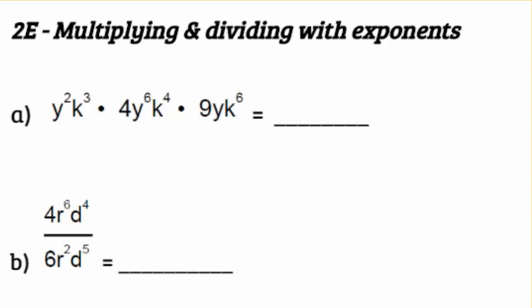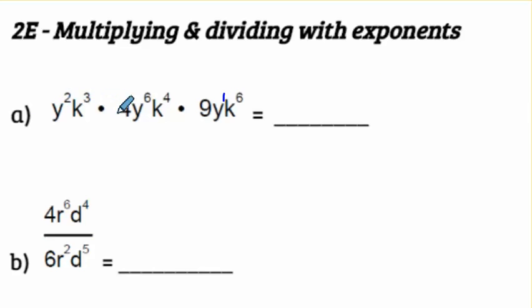All right, let's look at multiplying and dividing with exponents. So we look at this first problem, and anytime we have a variable without an exponent, I'm going to go ahead and squeeze in a 1 just to remind myself that it's there. So that was really just that y. And so now we're just ready to multiply.